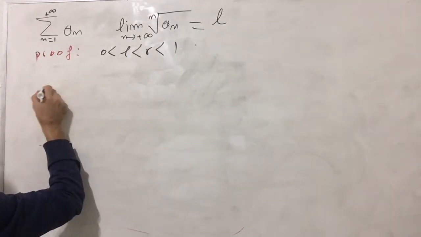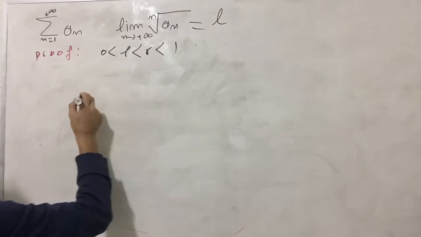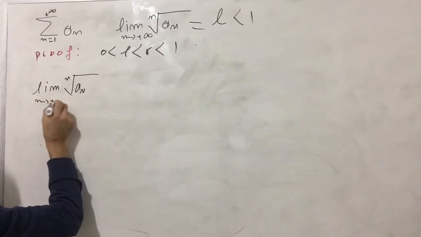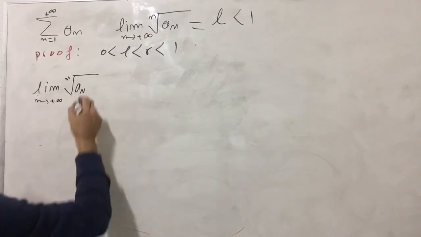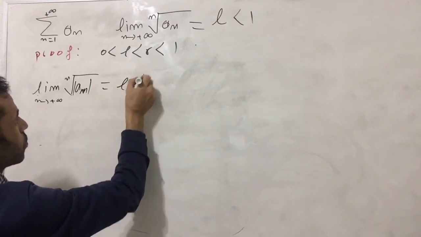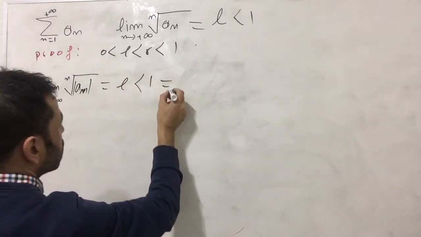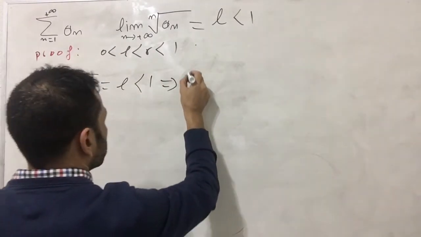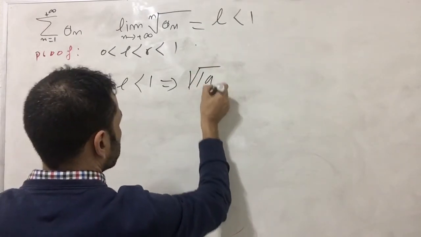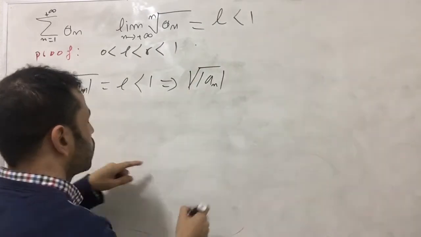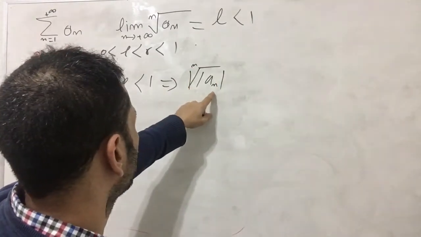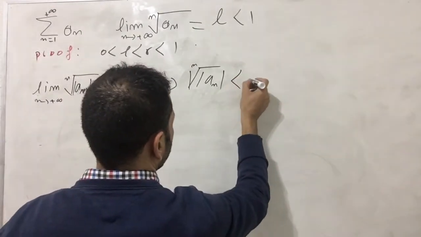So we already have this limit. As n goes to infinity, the limit of the nth root of the absolute value of a sub n equals L, which is strictly inferior than 1. This implies that the nth root of the absolute value of a sub n is strictly inferior than R.